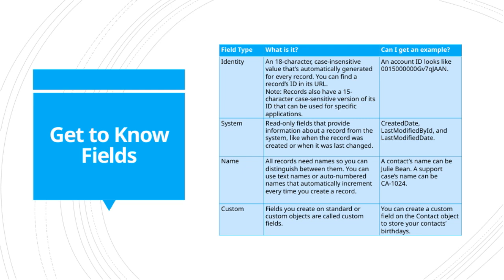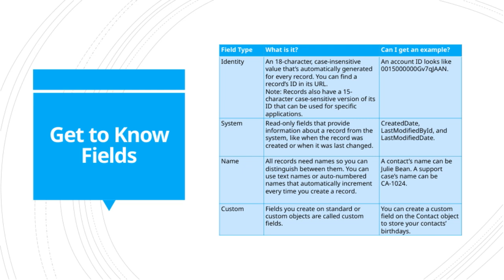Next, we have system fields. These are read-only fields that give you essential information about the record from the system itself. For example, they tell you when the record was created, who last modified it, and when these changes happened. Common system fields include created date, last modified by id, and last modified date.